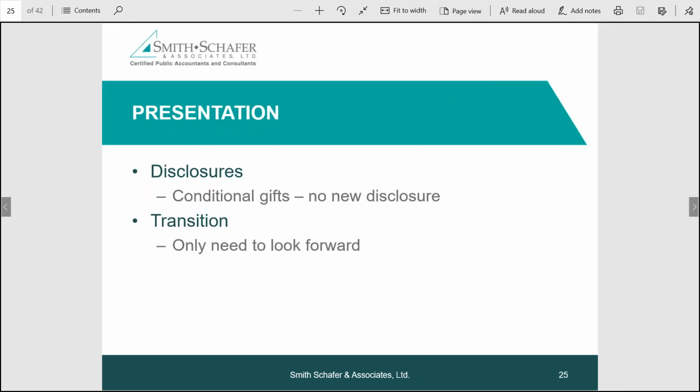So this standard, from a presentation standpoint, doesn't actually require any new disclosures, but that's a little deceiving because technically we've always had conditional gift required disclosures, and those required disclosures are amounts, purpose, and when you think the condition will be met. So that is still relevant and is still required. It just so happens now we expect there to be more conditional gifts. So you're still going to have a new disclosure. It's just technically not a new disclosure. On the transition side, they were much nicer to nonprofits.